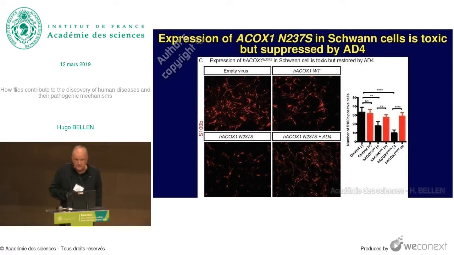Now, we can look at what's happening in culture in Schwann cells, which, as you know, wrap around the neurons of the periphery and the peripheral axons. And you can see that in Schwann cells, when you express this mutant isoform with a retrovirus or with a lentivirus, you kill most of the Schwann cells. And you can, again, suppress this very nicely if you put an antioxidant in the medium.